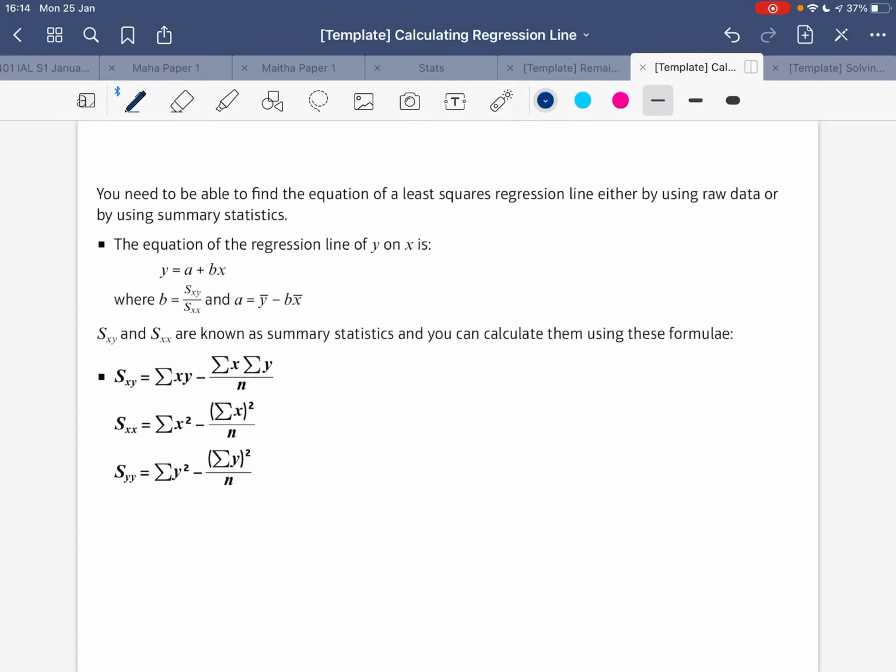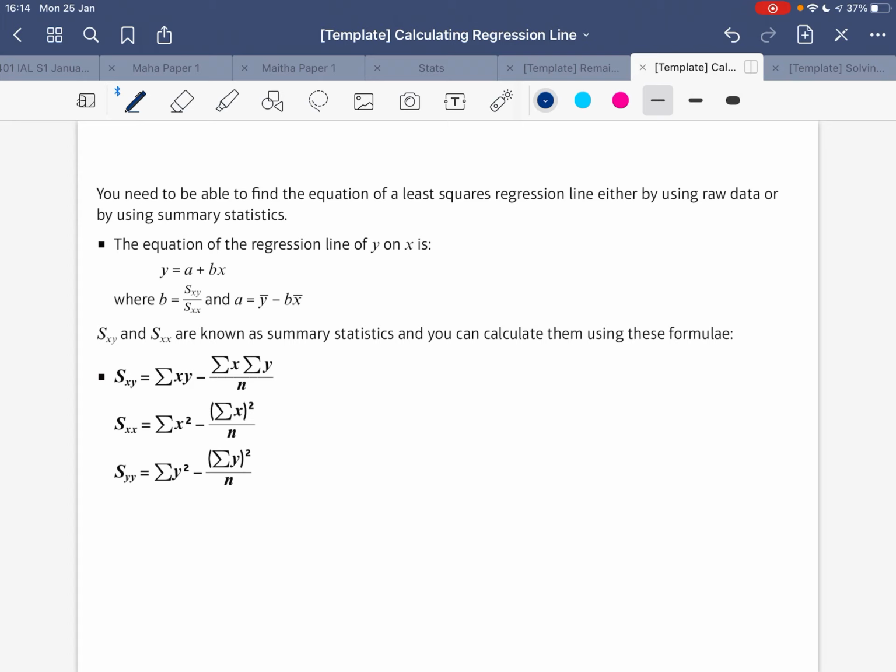Hello, okay, here are hopefully a quick few examples on how to calculate the regression line on a scatter graph, or the line of best fit. So you need to be able to find the equation of a least squares regression line, either by using the raw data or by using summary statistics.